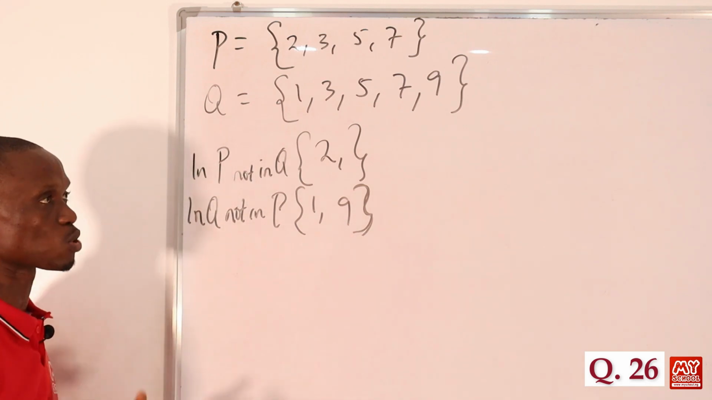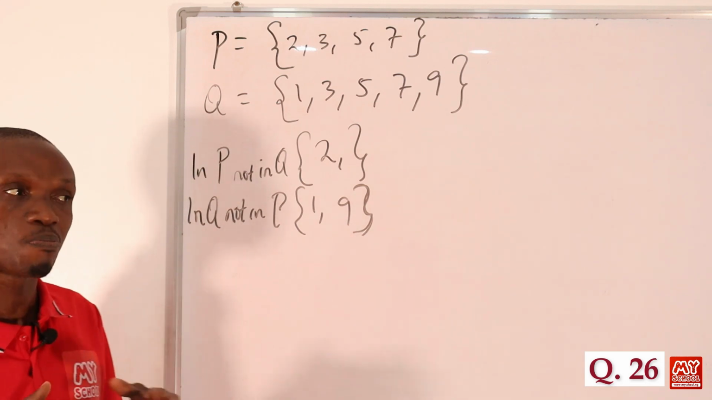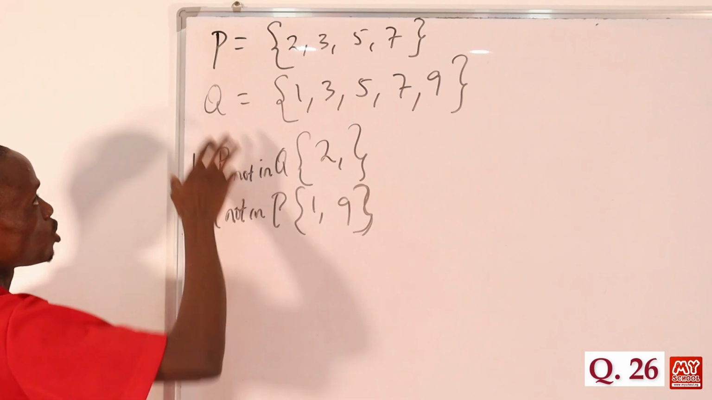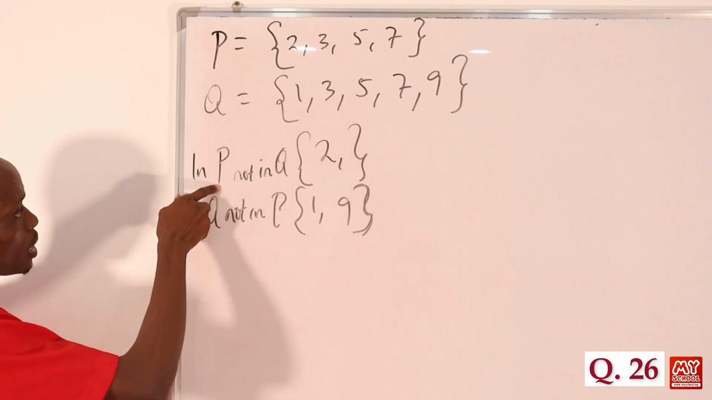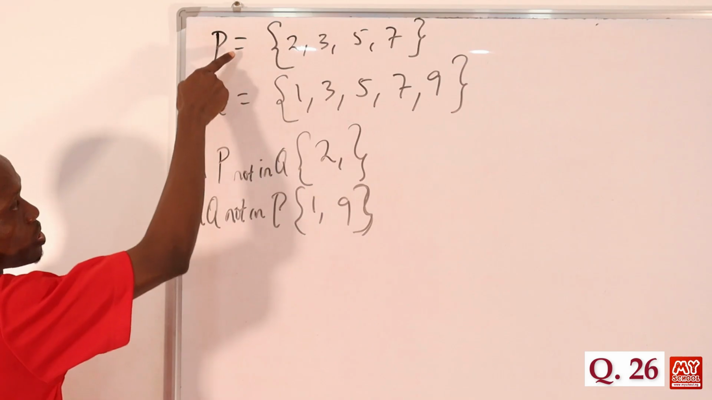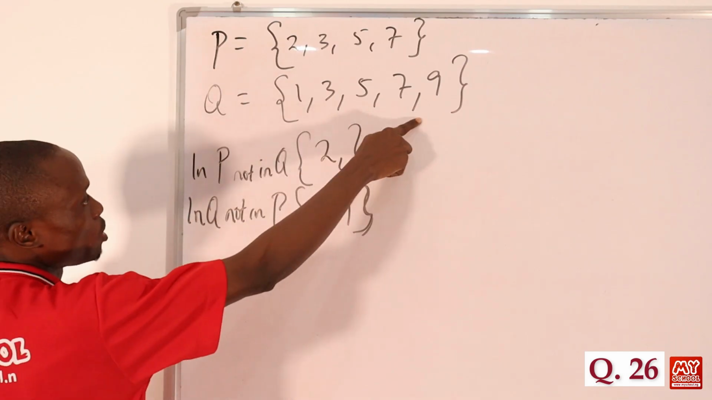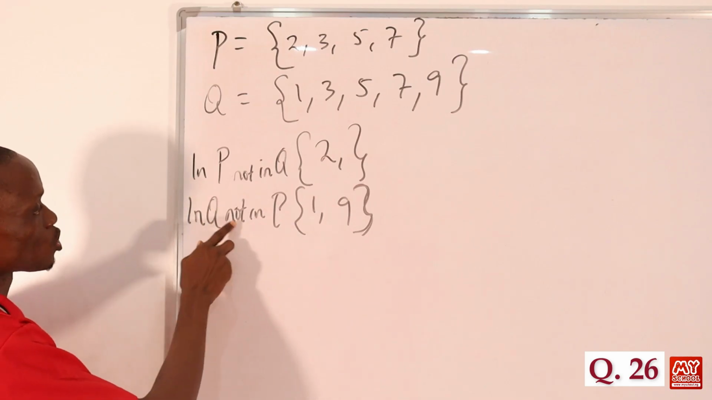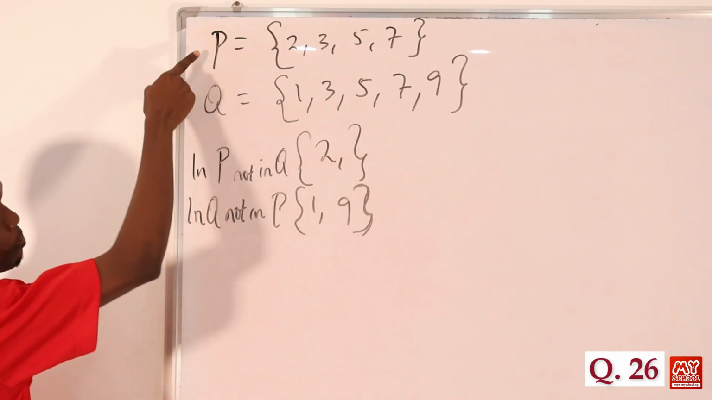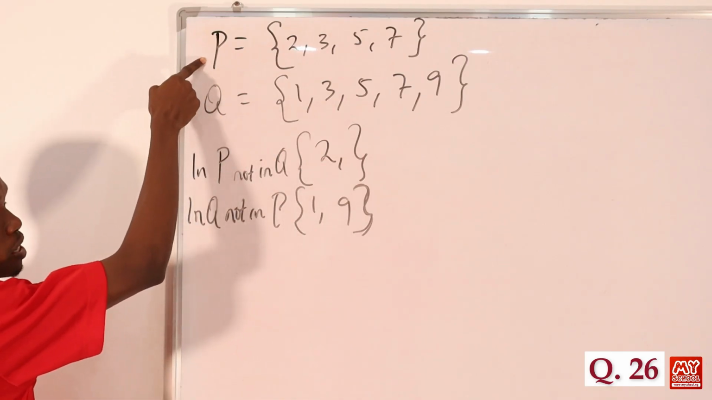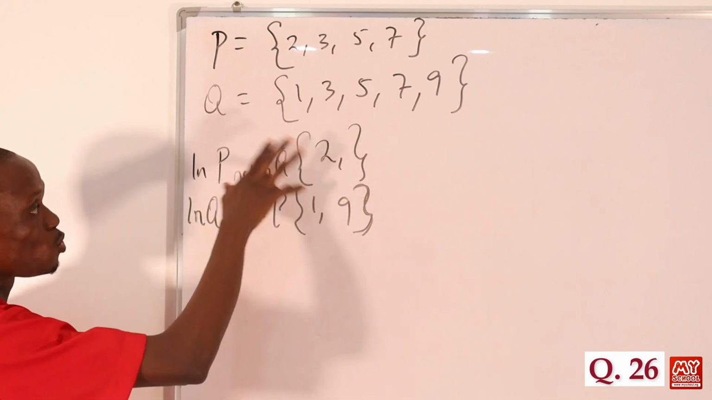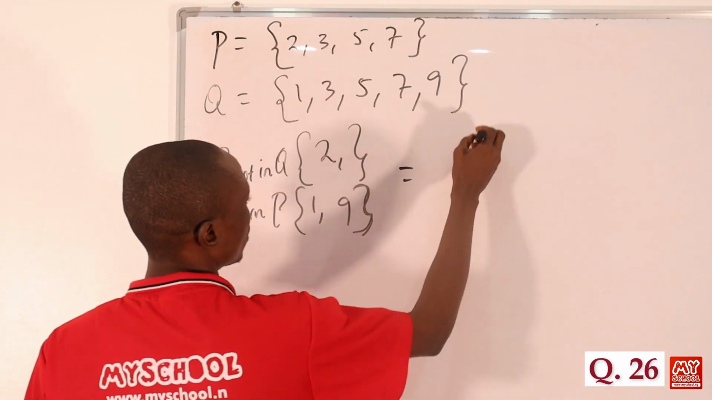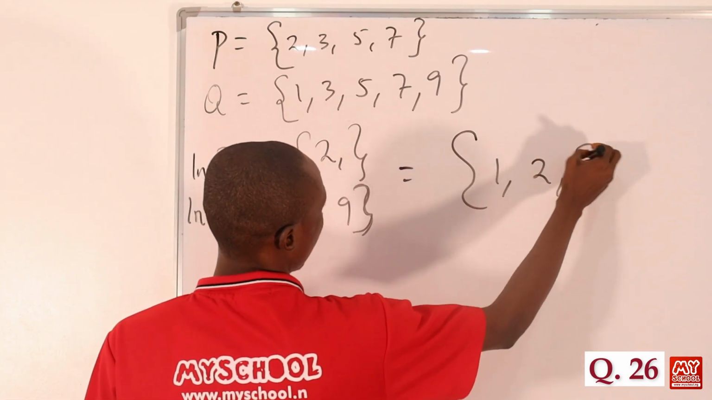In this question we are asked to find the union of the elements in P that are not in Q and the elements in Q that are not in P. If you check very well, the element in P that is not in Q is just 2. So this is our P and this is our Q. Now the elements in Q that are not in P are 1 and 9. If you look at P very well, you discover that in P, there's no 1 and there's no 9. But we are asked to find the union of these two new sets. So the union of this new set becomes 1, 2, and 9.